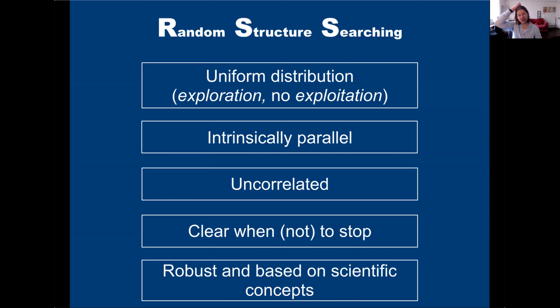Random structure searching is intrinsically parallel. The runs are, and this is very important if you want to exploit very large supercomputers. So in principle, if you needed to generate 1 million structures, and you had a 1 million core machine, with random structure searching you could do it all at once. There are no generations. You don't have to wait for one generation to come through to get on to the next one. You just do them all at once.